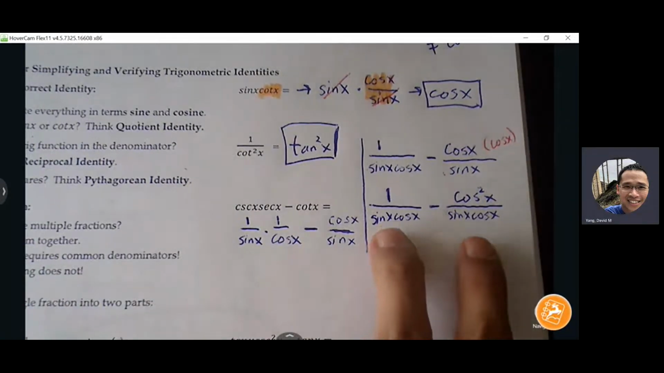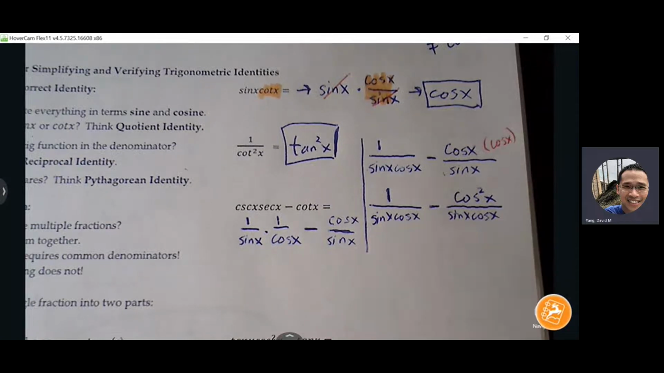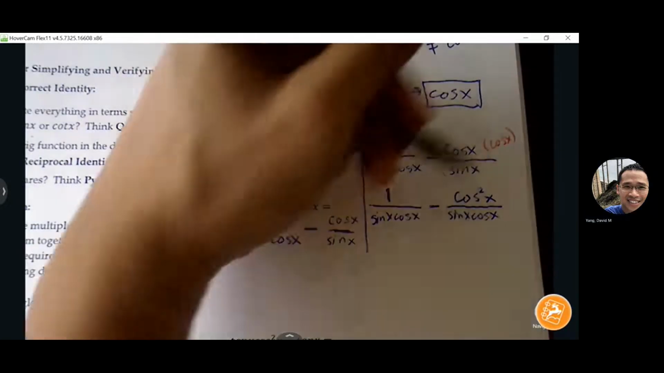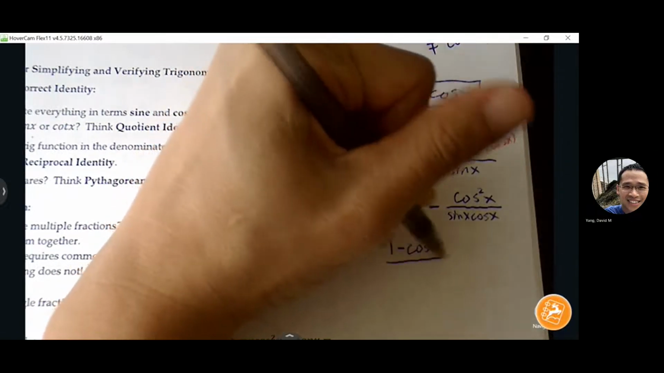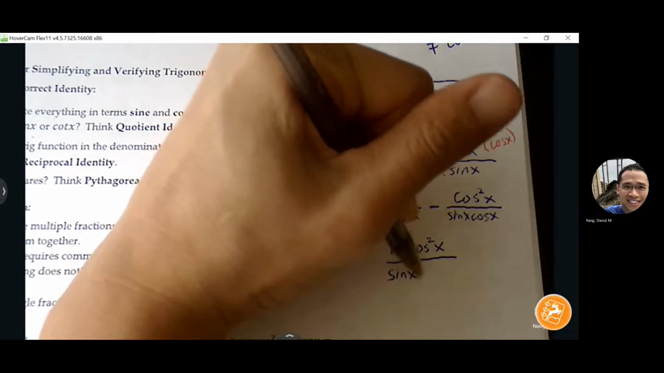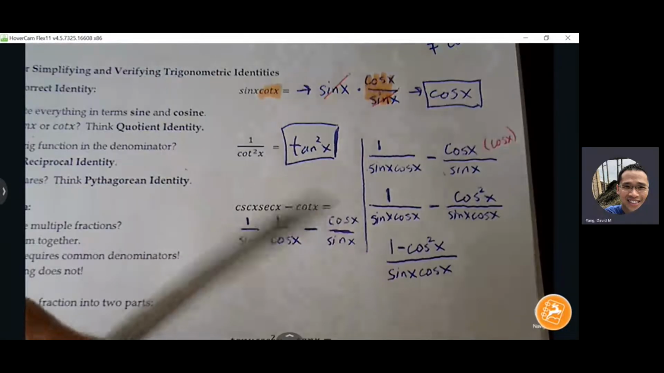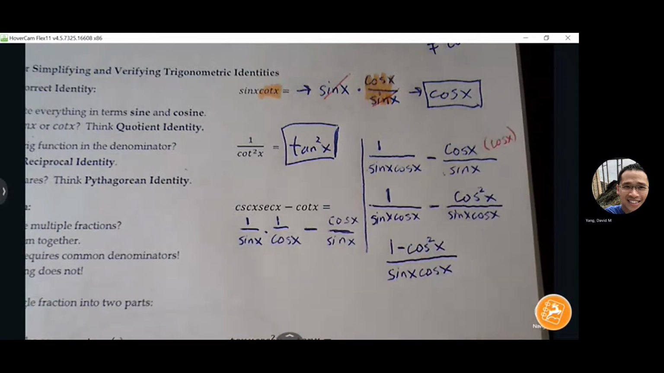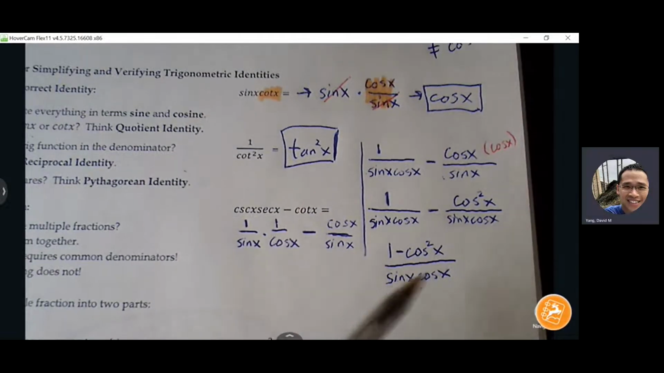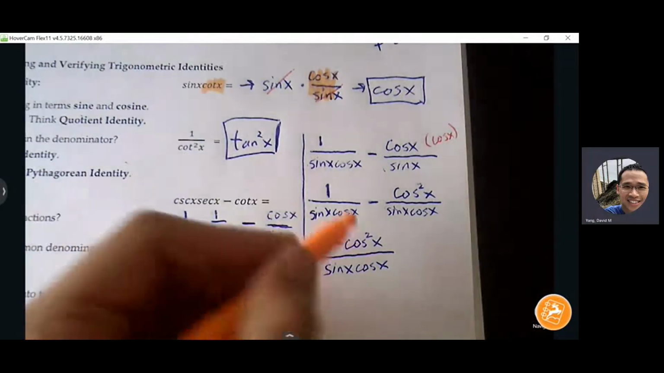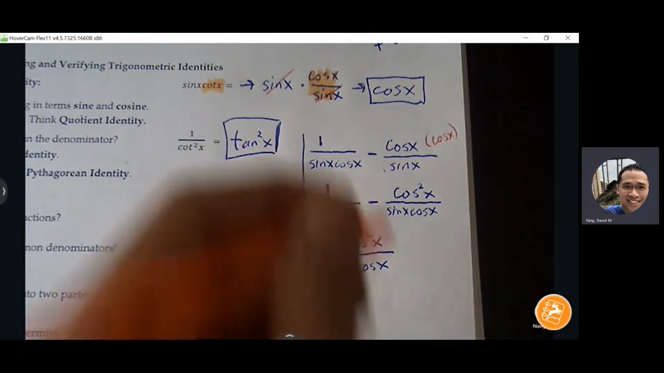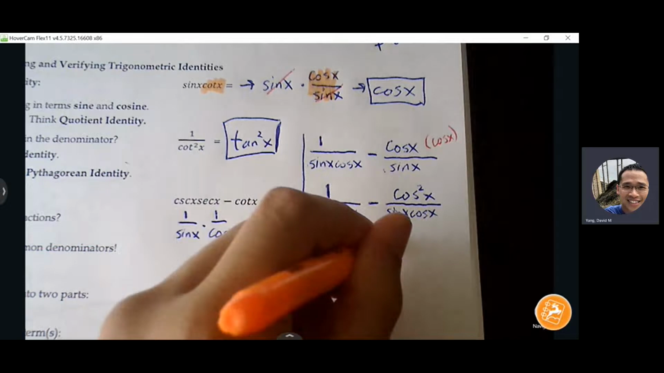Okay, so now that I have common denominators, I can merge together. Okay, are we good from here to here? Questions so far? Okay, so now it seems like we're done, right? But there's actually something that we can do. Obviously, we can't cancel cosines out because there's a minus sign. But there's something that we can do with this.